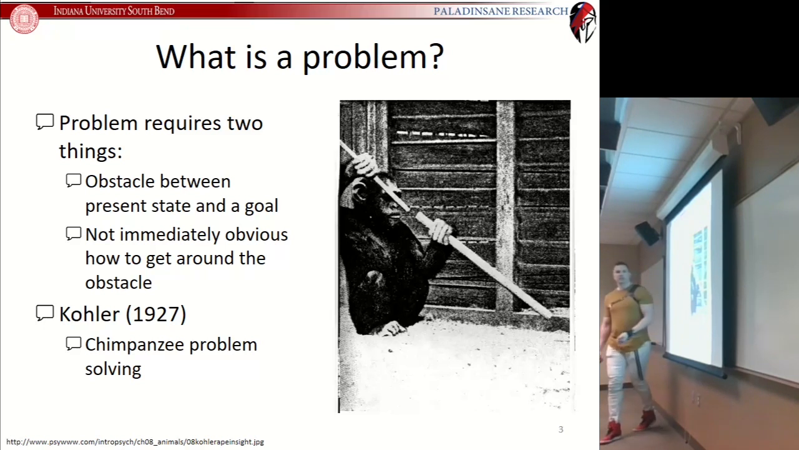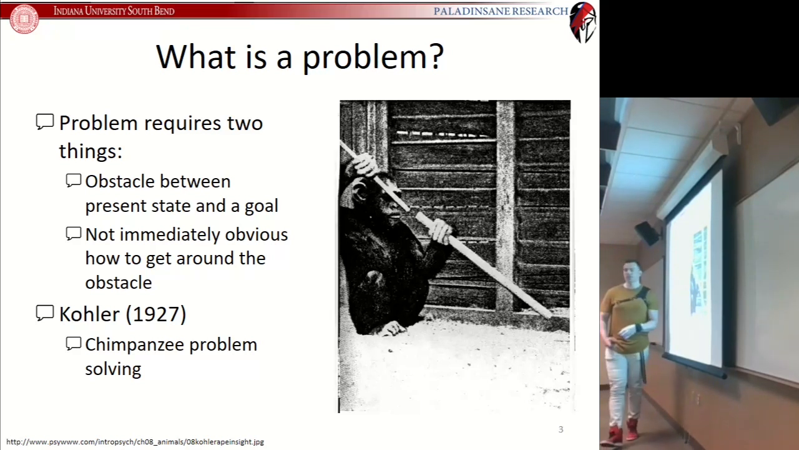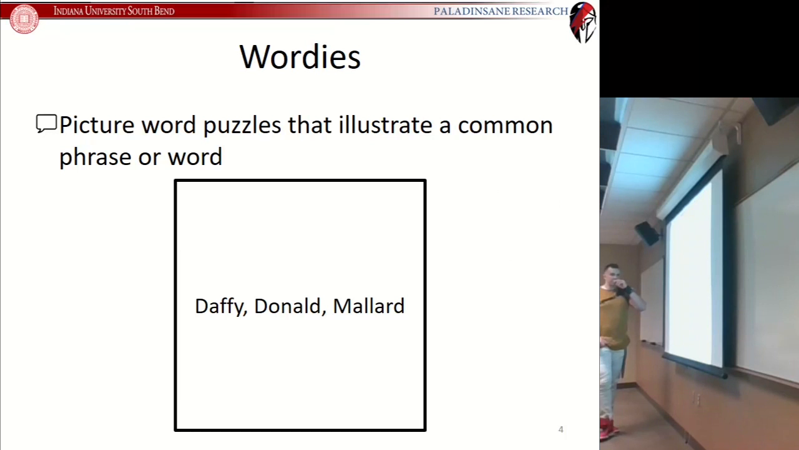So we saw the example with Kohler's chimpanzees, where they were on one side of a fence, present state. The banana was on the other side of the fence. The banana was a goal state. Not immediately obvious how to reach the banana because it's out of reach. So they had to come up with a solution such as putting two sticks together so they could reach the banana. And then we also took a look at Wordies.